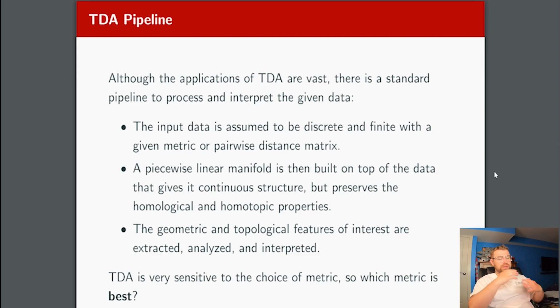But a lot of the homological and homotopic features are going to be preserved. And then once we have this manifold, we look at these features of interest and see which data points are associated with such features and what those data points have in common, and ask whether the homology and homotopy of this thing actually give us any insight. It's possible it doesn't, but hopefully it does. But in general, TDA is very sensitive to the choice of the metric.